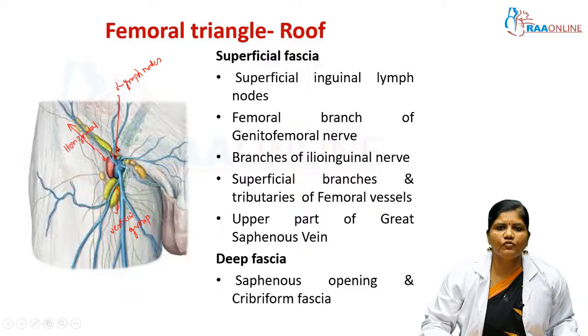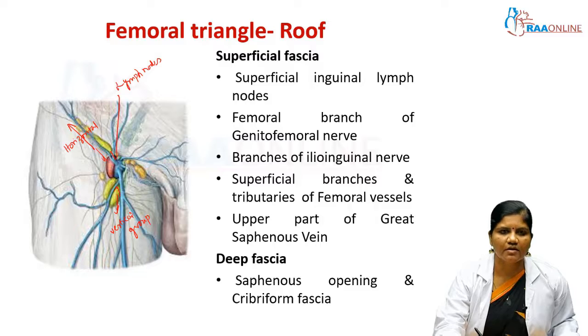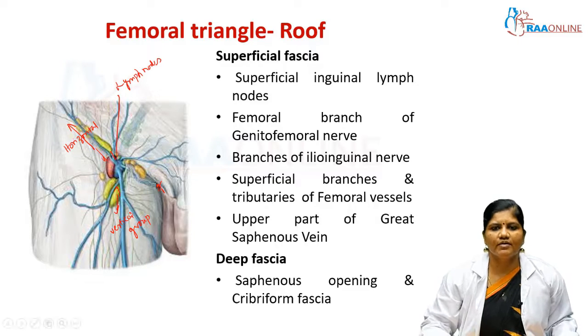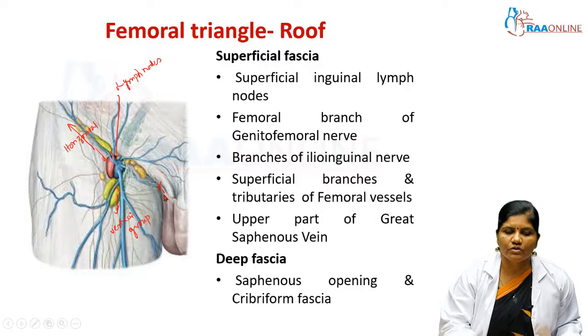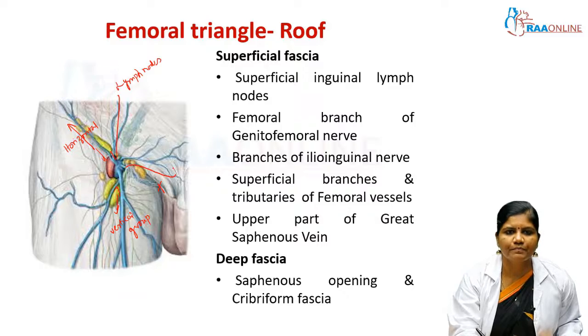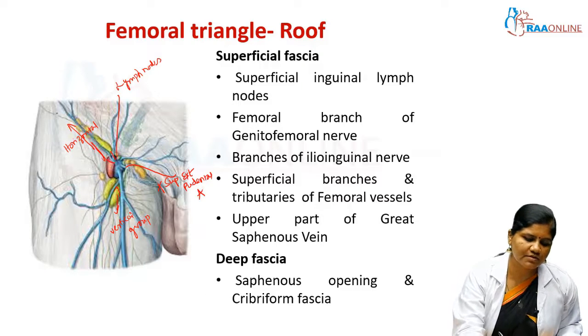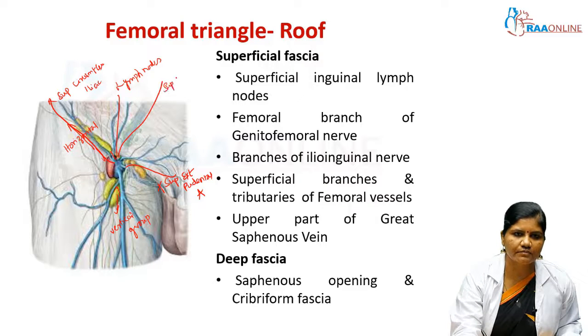Then there is the femoral branch of the genitofemoral nerve. Let's discuss this in the upcoming slides. Then there are the branches of the ilioinguinal nerve, more or less near the midline, and the superficial branches of the femoral artery. Already we know the superficial branches of the femoral artery are the superficial external pudendal artery, the superficial circumflex iliac artery and the superficial epigastric artery.